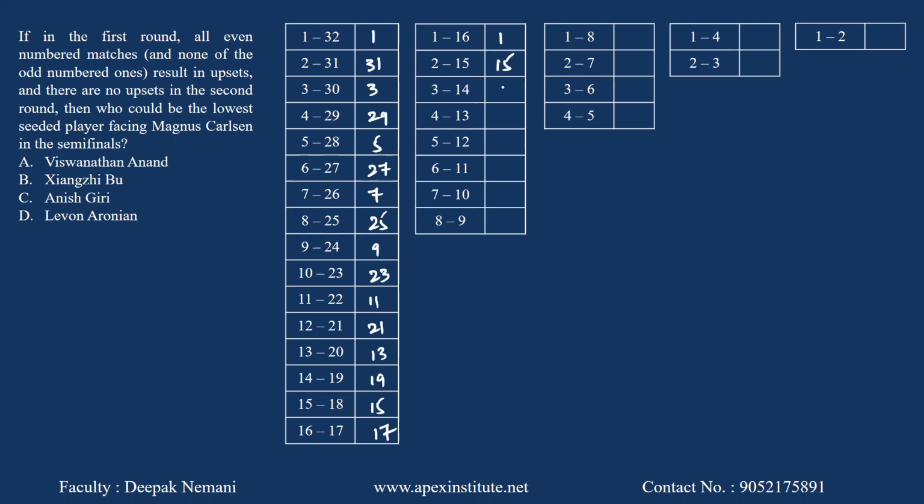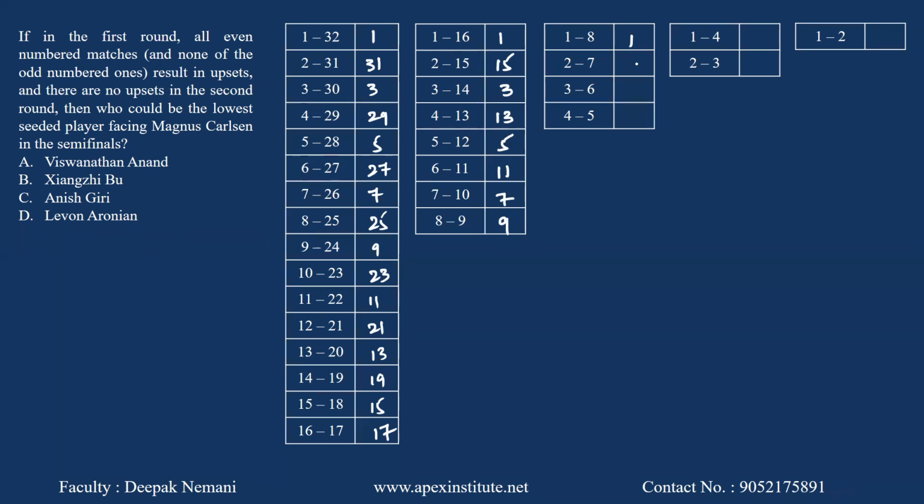3 and 14. So you have 3, then 29 and 13, so 13. 5 and 12, 5 and 21, so 5. Okay. Then 6, 27 and 11, so 11. 7 and 23, so 7. And 8 and 9, you have 9. Between 1 and 9, 1 will be winning the game.